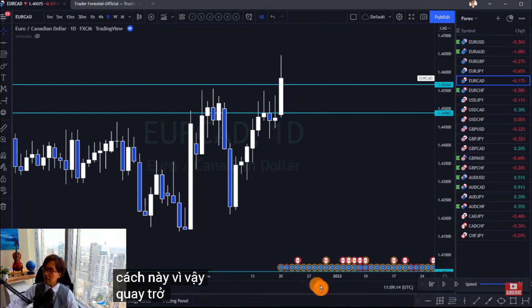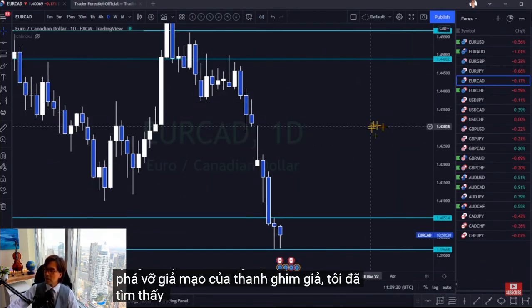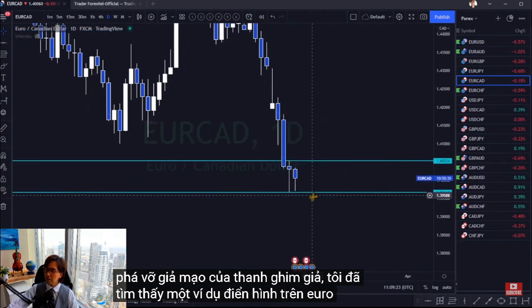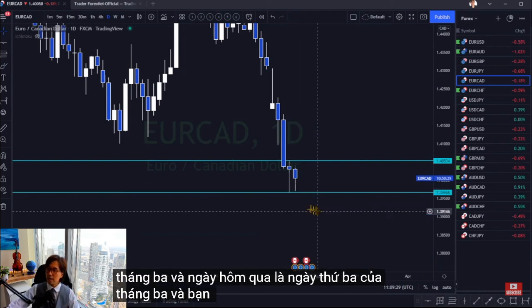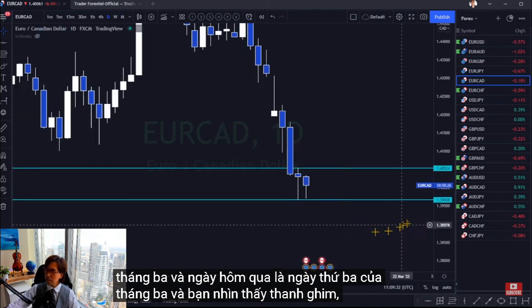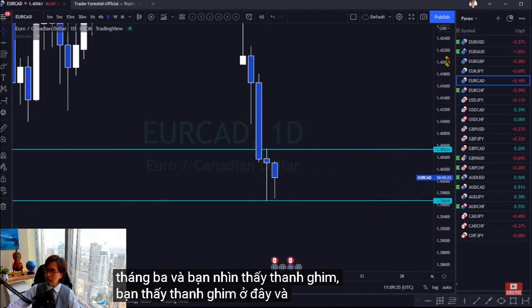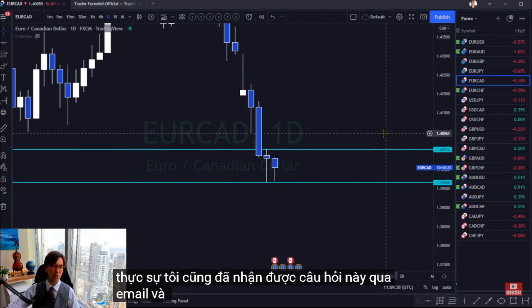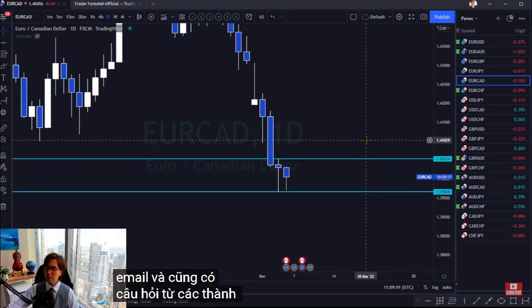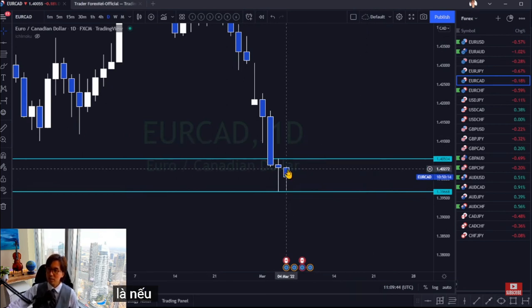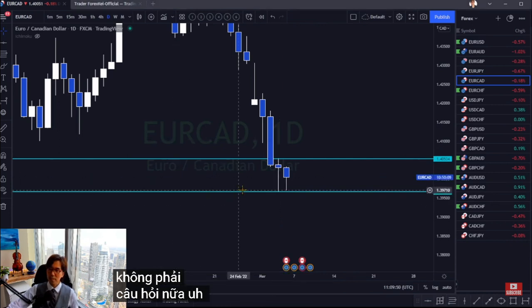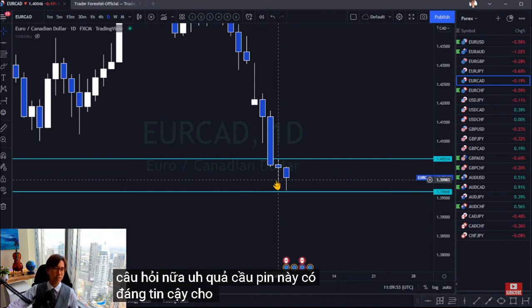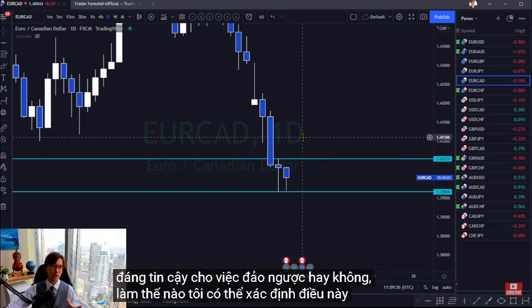So coming back to this topic of the fake doji break or fake pin bar break, I found one good example on Euro CAD because today is the 4th of March and yesterday was the 3rd of March. And you see the pin bar here. Actually, I already got this question by email, and also a question from the Ichimoku community members, about whether this pin bar was trustable or not. The question was, again, was this pin bar trustable for the reverse or not? How can I identify this?